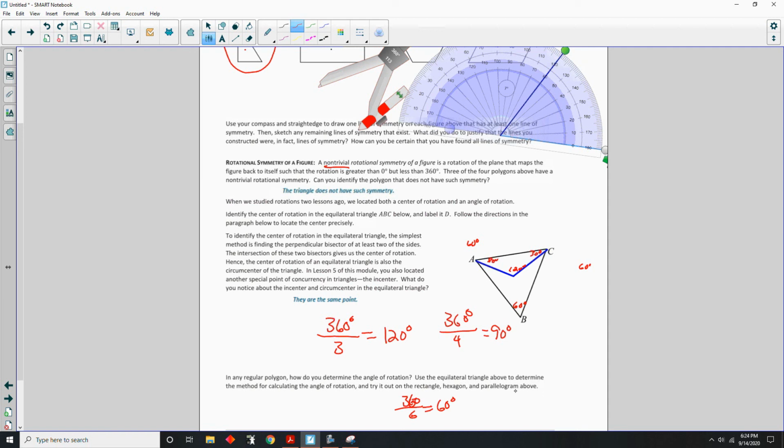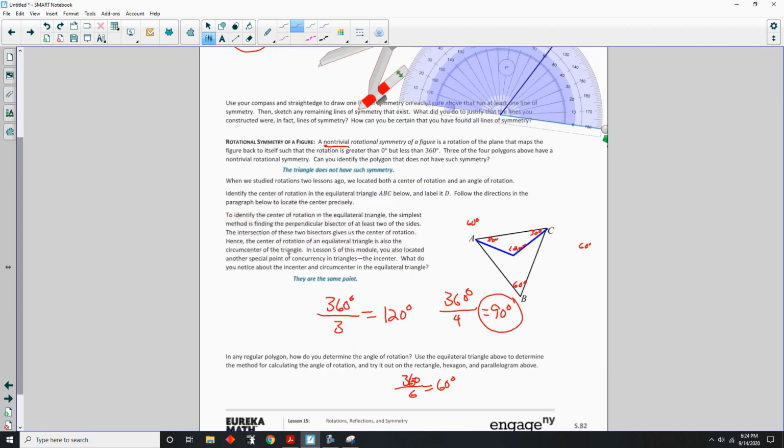A parallelogram is a 4-sided figure, and we already did that. That'd be a 90-degree rotation. But a parallelogram that is not regular, it'd be 2 90-degree rotations, and that'd be 180 degrees.